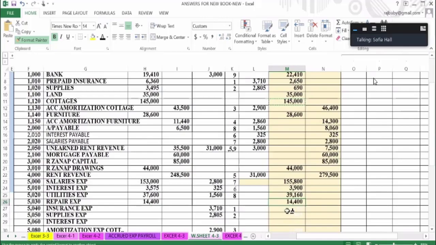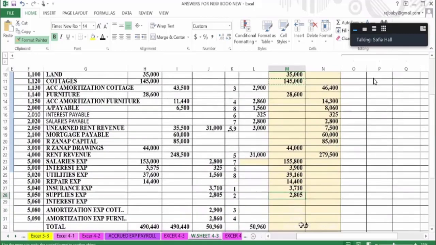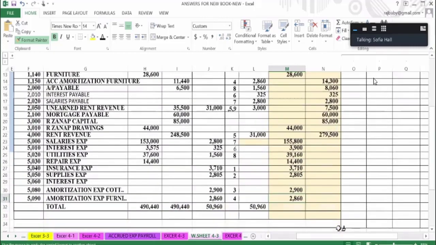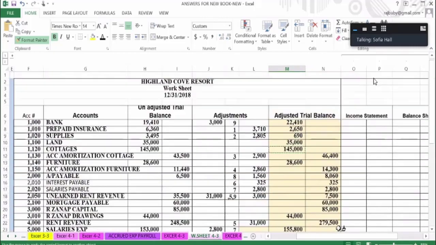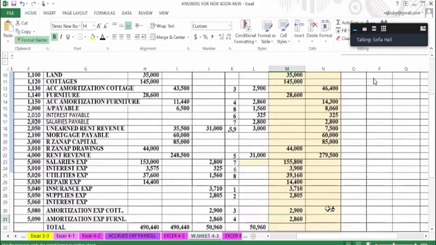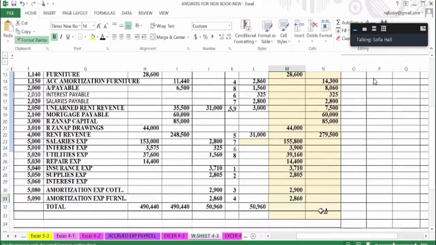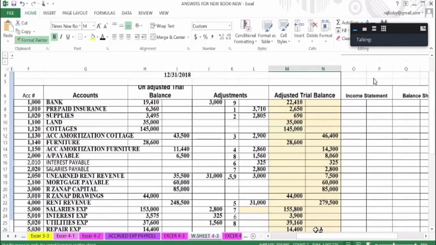And this one is only adjusted debit balance. And amortization expense, debit. This is our after adjustment. This is the actual trial balance, adjusted trial balance. From this trial balance at the end of the year, we are going to calculate our income statement and the balance sheet. You understand now, right?